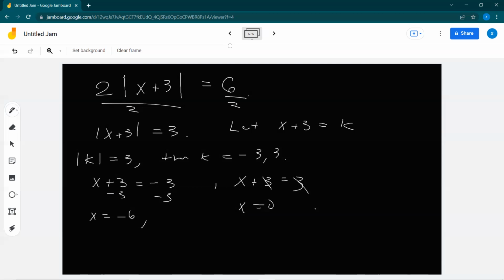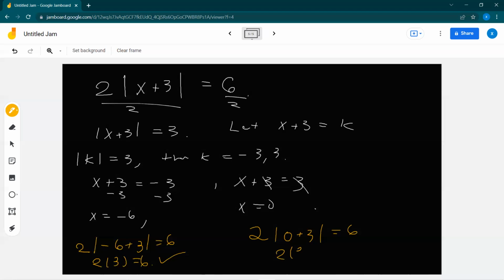And so again, let's check these solutions. Our original equation's up here. We say 2 times the absolute value of -6 plus 3 equals 6, and that's true because 2 times 3 equals 6. And if we look at our next solution, we get 2 times the absolute value of 0 plus 3 equals 6, and that's true because 2 times 3 also equals 6. So that's how you solve a relatively simple absolute value equation, finding out what values make the equation true.